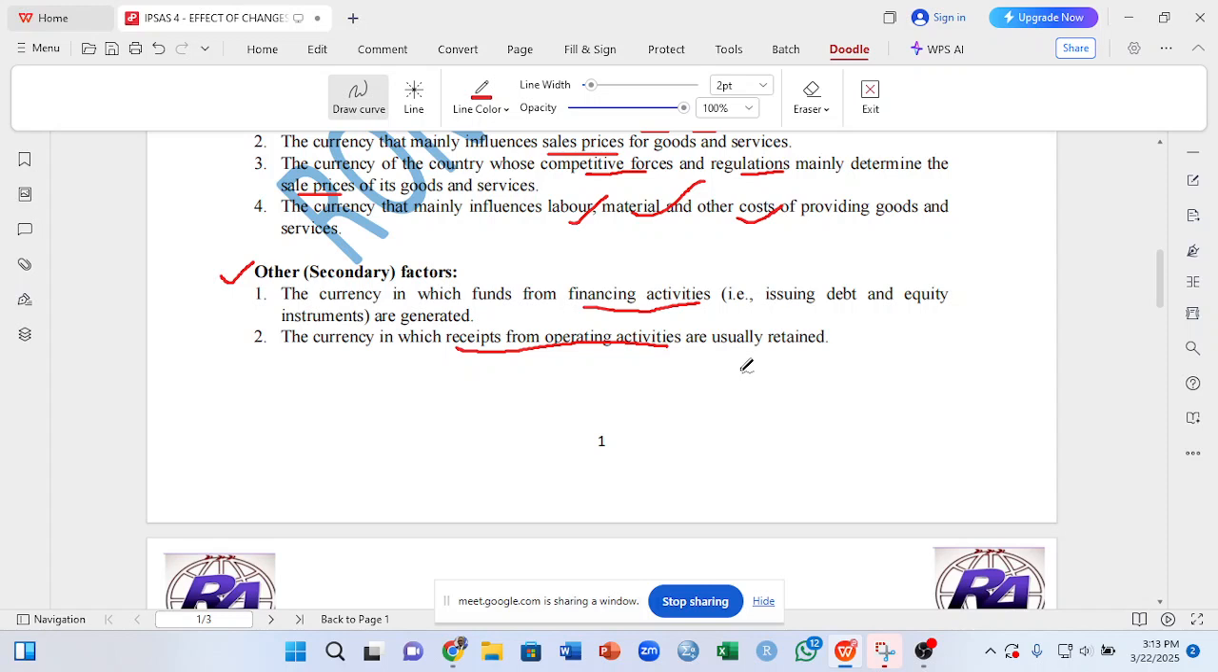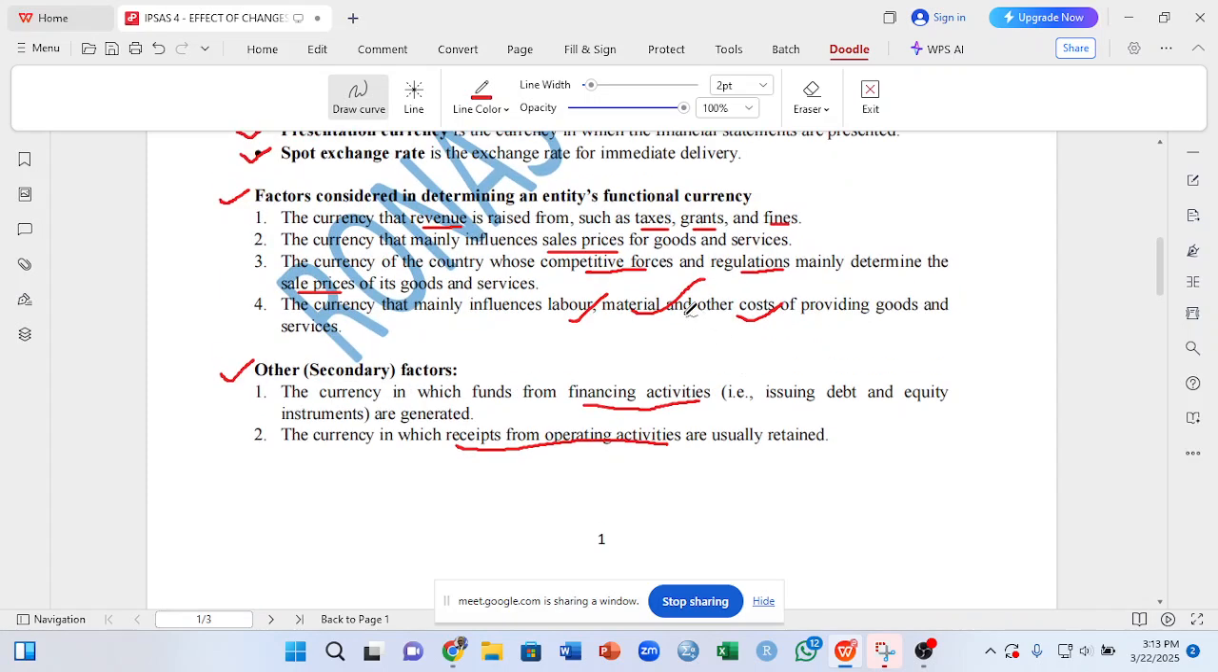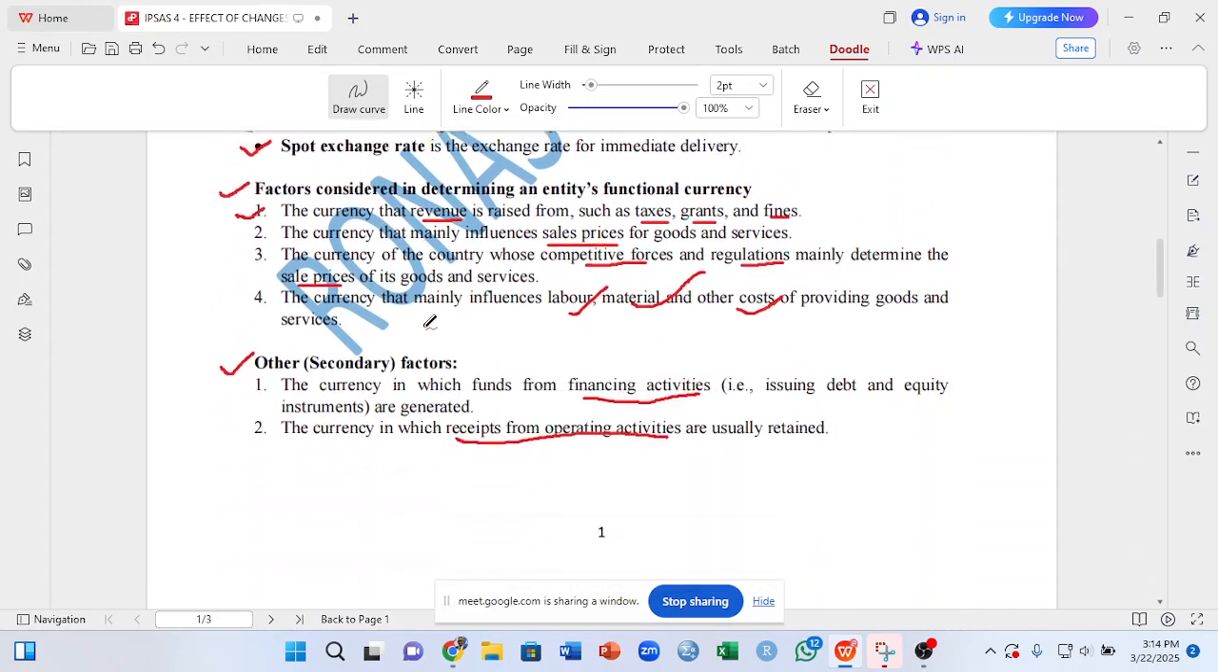So one of the receipts we can have from our operating activities will be when we sell our goods, the amount of money we get from it will be a receipt. So this one is just in a broader sense, but if you realize too, it is related to point one, because point one of the primary factors says that the currency that the revenue is received from can be seen as part of the receipts from the operating activities of a firm. So these are certain theoretical things we need to know.